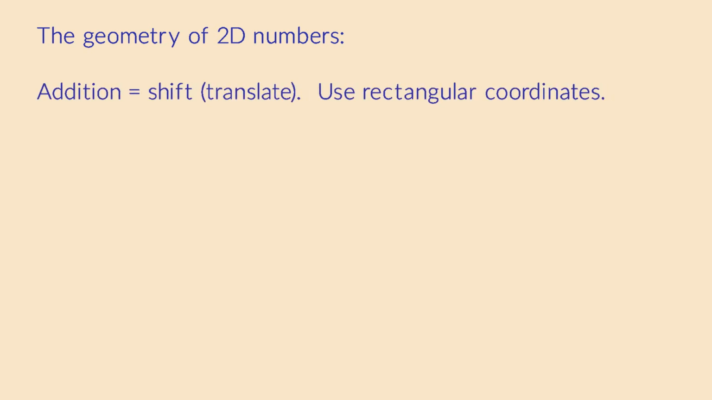Addition is just vector addition, causing a 2D shift of the plane. Rectangular vector coordinates are perfect for this purpose because you can just add the real and imaginary parts separately. The identity element for addition is still the real number 0.